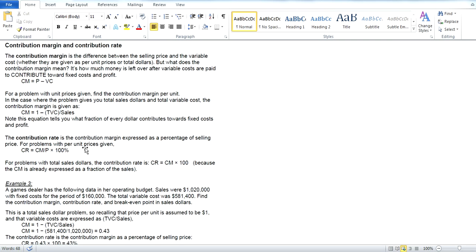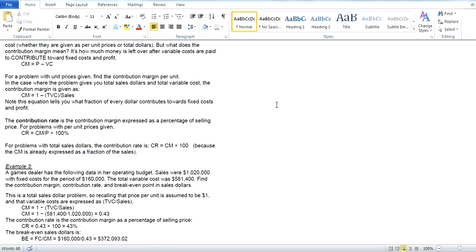So for problems with per unit prices given, your contribution rate is equal to your contribution margin divided by your price multiplied by 100%. And we're going to do examples. So like I said, the more you do, the more it visually makes sense. For problems with total sales dollar, the contribution rate is equal to your contribution margin times 100%, because the contribution margin is already expressed as a fraction of the sales.